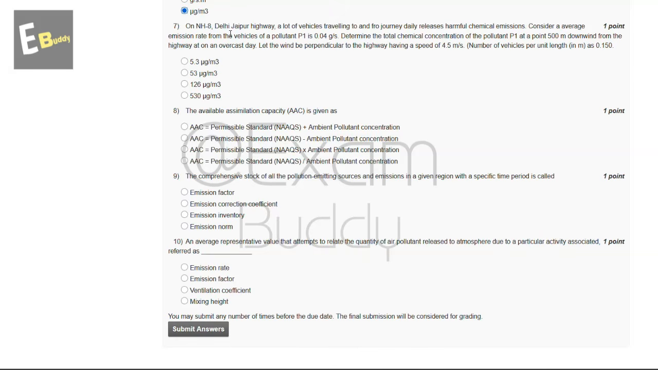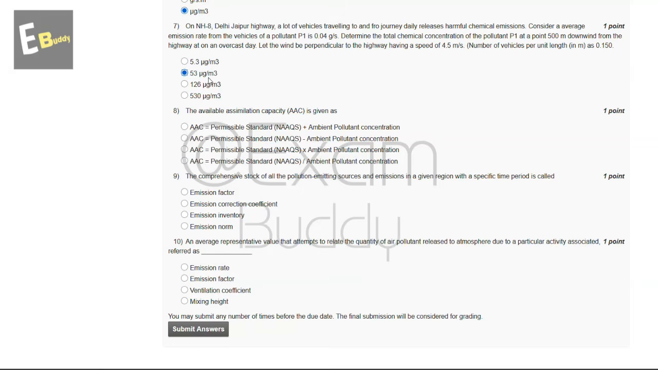On NH8 Delhi Jaipur highway, a lot of vehicles traveling to and fro journey daily releases harmful chemical emissions. Consider average emission rate from the vehicles of a pollutant P1 is 0.04 g/s. Determine the total chemical concentration of the pollutant P1 at a point 500 meter downwind from the highway on an overcast day. Let the wind be perpendicular to the highway having a speed of 4.5 meter per second. Number of vehicles per unit length in m as 0.150. So these are the options, and the answer for our seventh question is B, 53 µg/m³.